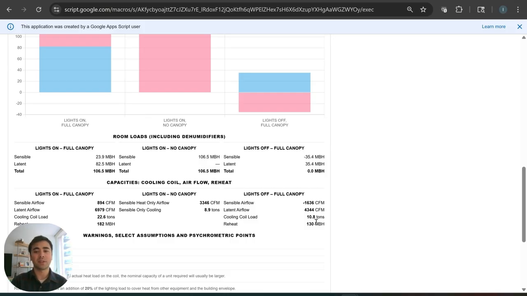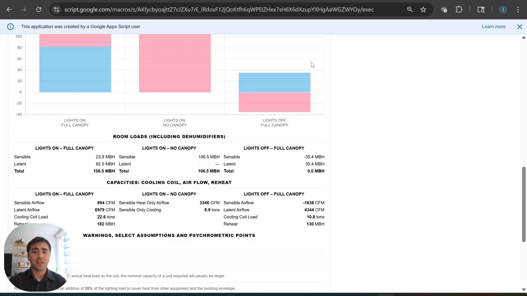One thing you will notice is that the reheat in this condition, 130 MBH, if you multiply 10.8 tons times 12 MBH per ton, you'll see that the cooling coil load is equal to reheat without dehumidifiers in the room, because all of the heat removed from the cooling coil without considering a heat load in the room needs to be replaced via reheat.